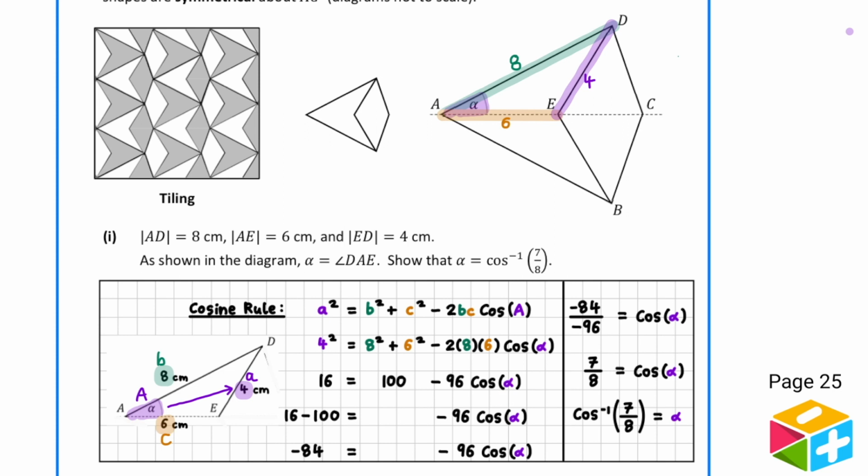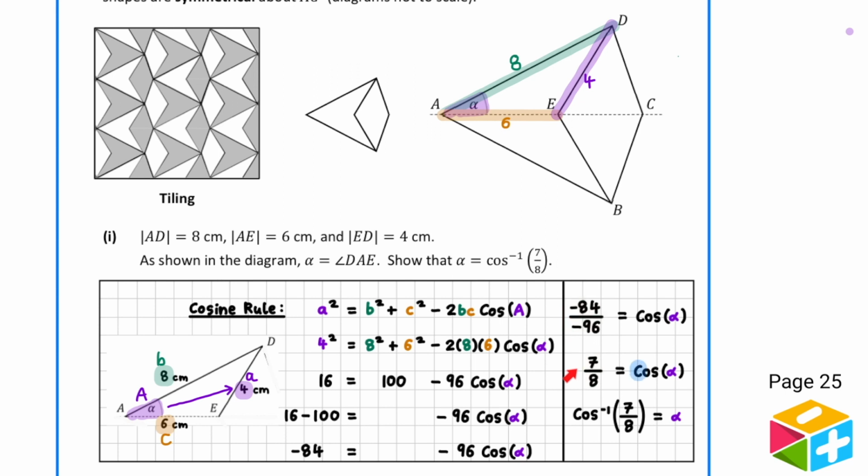To start, we can get rid of the plus 100 by subtracting 100 from both sides. From here, we can simplify on the left. 16 minus 100 is minus 84. Next, we can get rid of the multiplication of minus 96 by dividing both sides by minus 96. Now, if we use our calculator to simplify the fraction on the left-hand side, it comes out as 7/8.